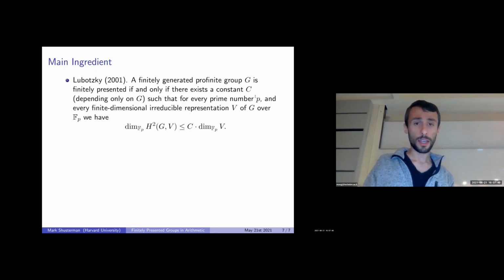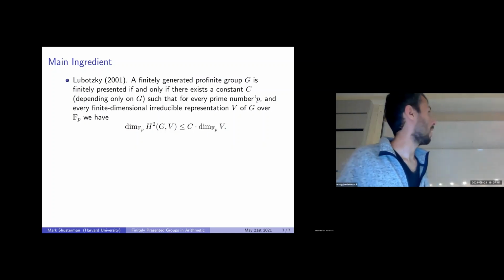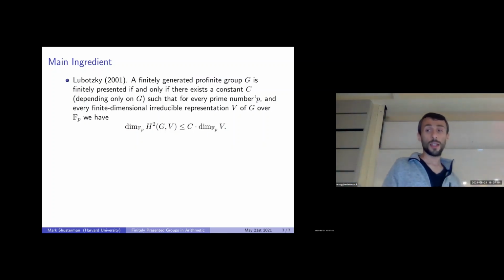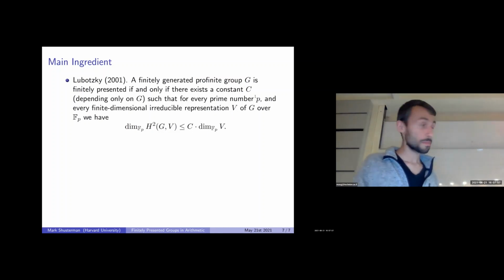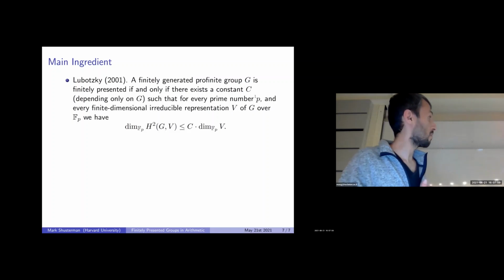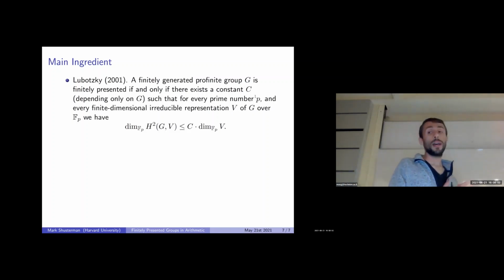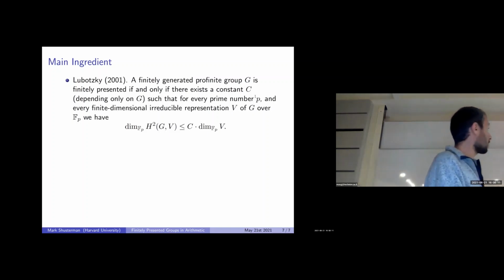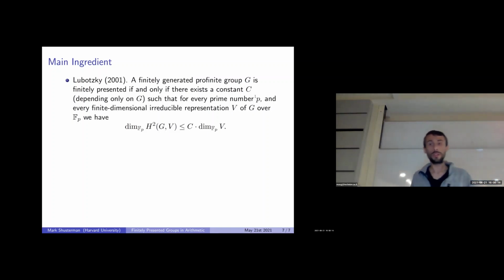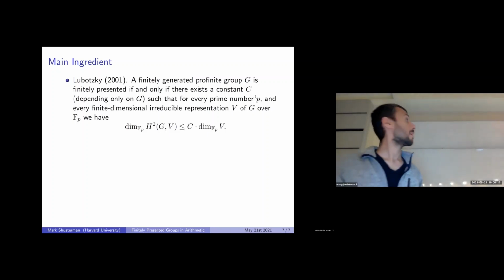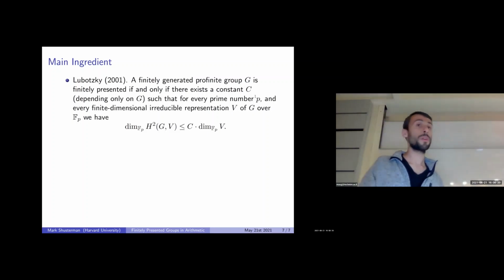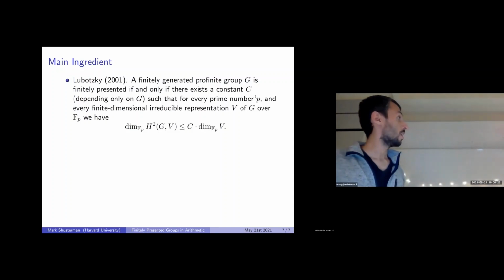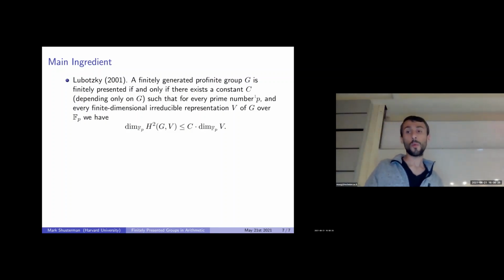This is this result from Lubotzky like 20 years ago or so, which gives us a very explicit criterion for a profinite group to be finitely presented. And this criterion is resolutely cohomological. Once you know that the group is finitely generated, which is certainly a prerequisite for being finitely presented, all you need to do is to bound some cohomology groups in a strong enough fashion.